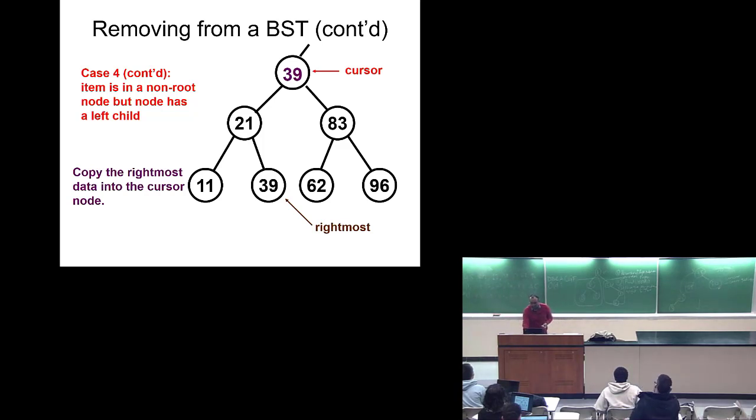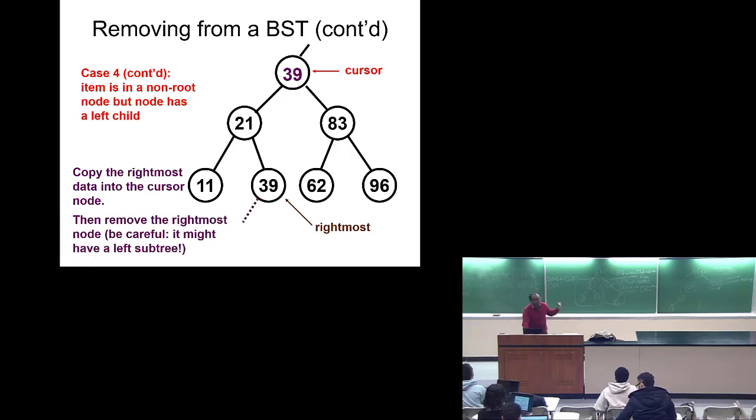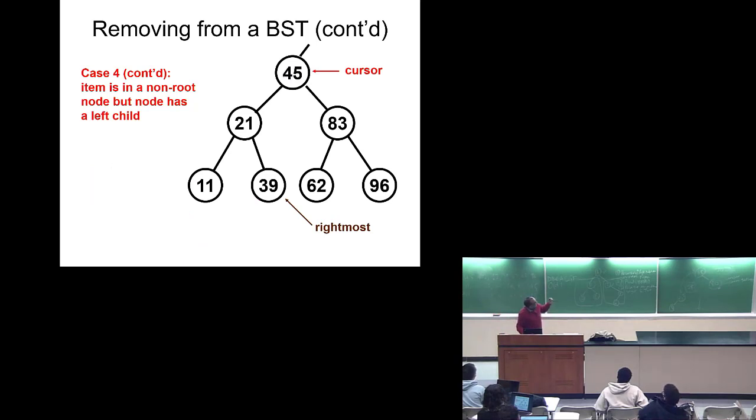You may forget, that's all right. Then remove the rightmost node, which is 39, but be careful because 39 may have its child nodes, because of which it gets a little recursive. Could you achieve this by replacing it with the smallest node? Very good. Yes, that is possible too. That could be a candidate. I'm happy that you could think about it.